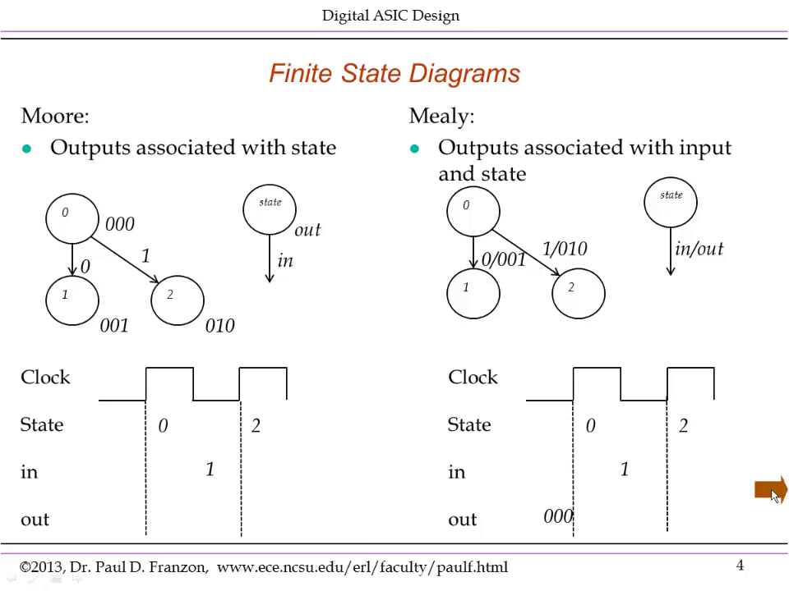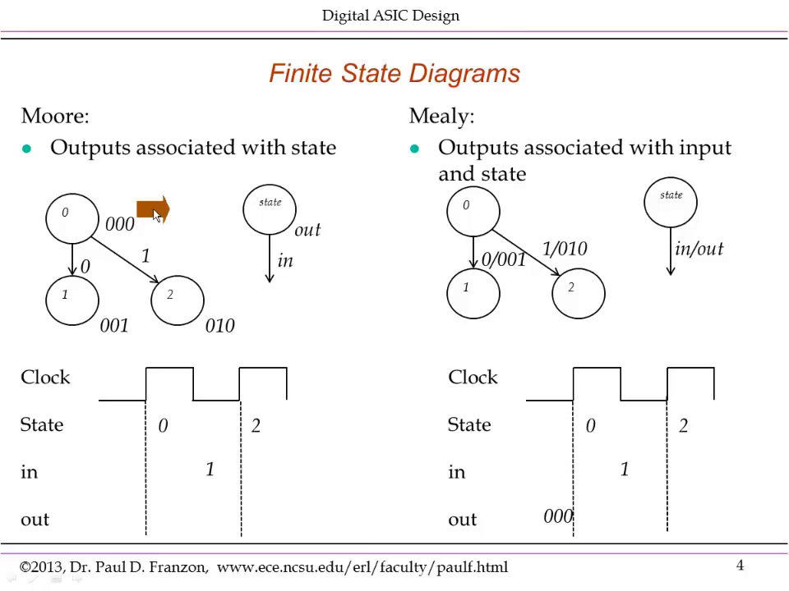The finite state diagrams associated with each machine and the timing associated with each machine are quite different as well. In a finite state diagram for a Moore machine, we label each state with the output settings associated with that state, because the output depends solely on the state. We label the branches with the input that determines the branches. So for example, on the left here we have a simple finite state diagram. We start in state 0, where the output is 0, 0, 0.